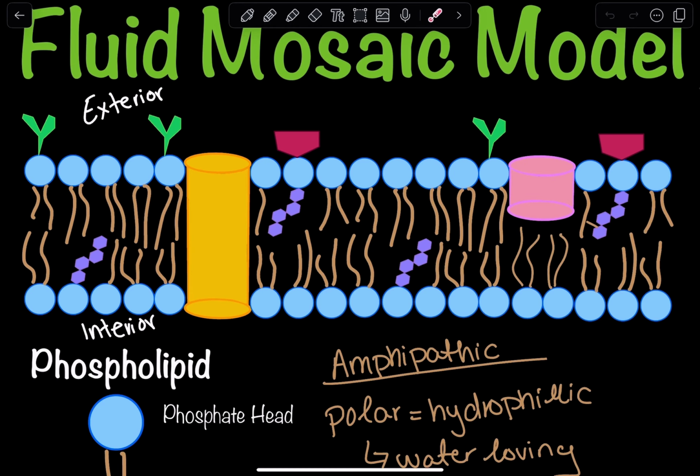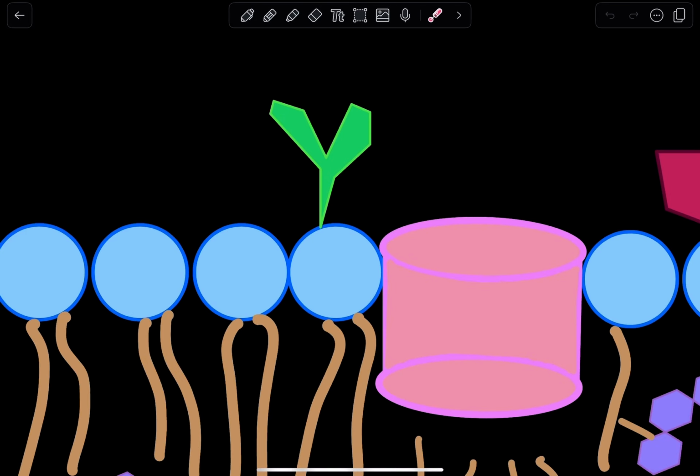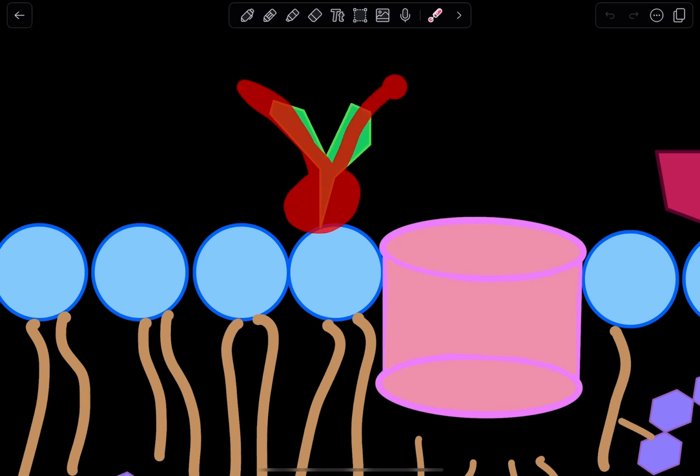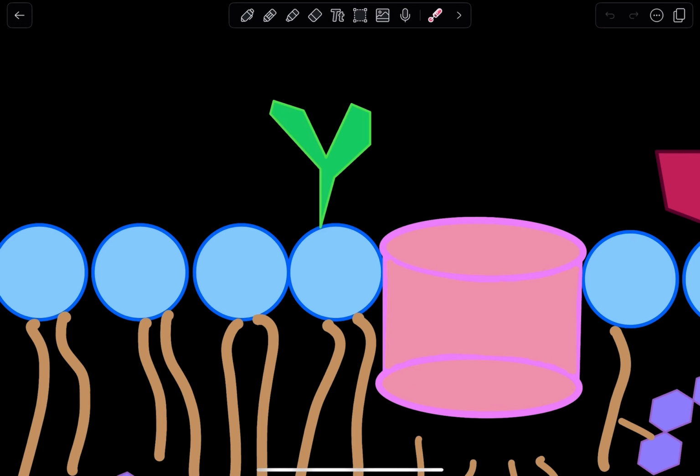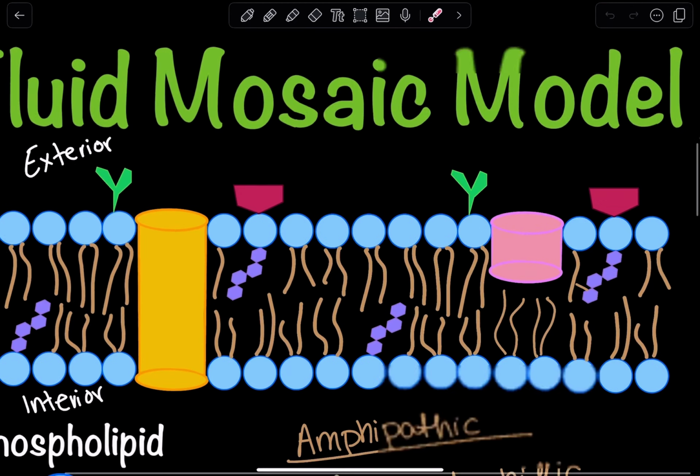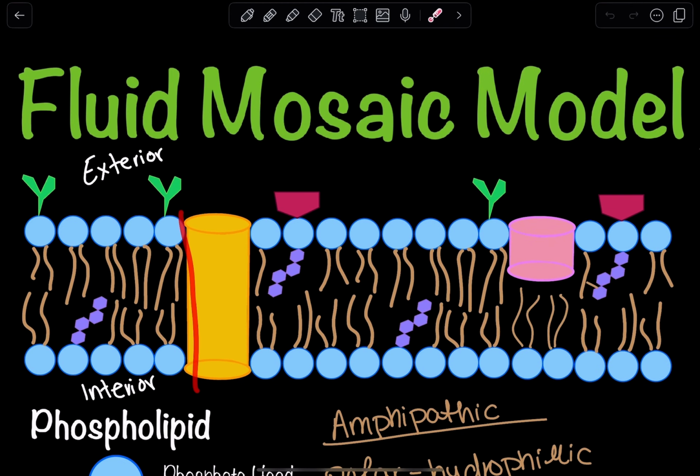For example, we can have this protein over here, which is a specific type of protein called a glycoprotein. So a glycoprotein is made up of a protein and sugar. Now, glycoproteins function in cell-to-cell recognition. So we can have integral proteins, we can have peripheral proteins, we can have glycoproteins, and then we can also have cholesterol. Now, cholesterol is very important because it helps maintain cell fluidity.